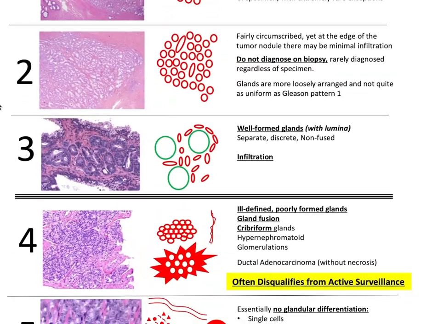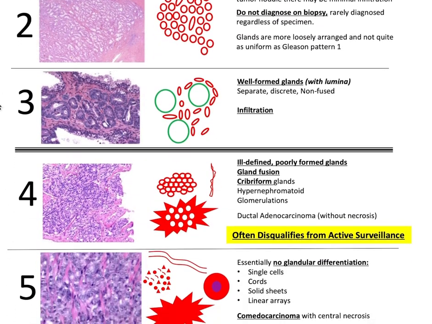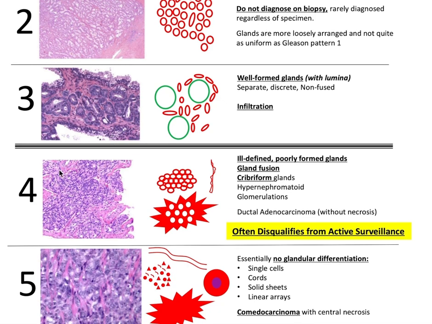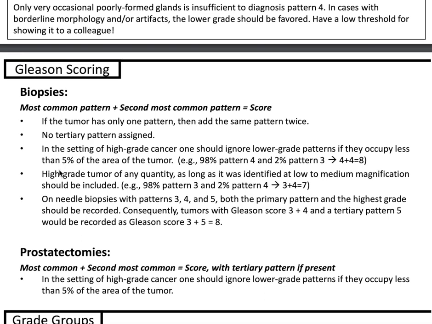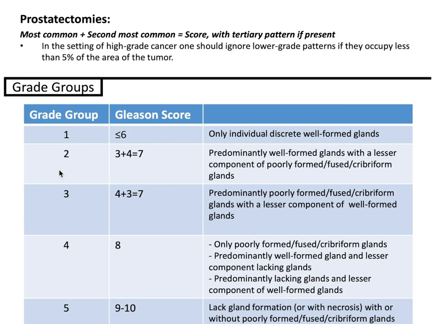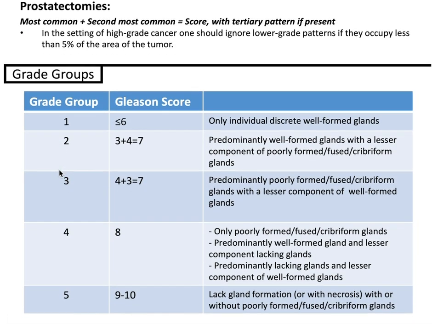We have Gleason grading, focus mainly on 3 to 5, and just know that 4 will often disqualify from active surveillance. We talked about Gleason scoring, where you talk about the most common pattern and the second most common pattern, and that gives you the score. And grade groups, and we talked about the relationship of grade groups to score.